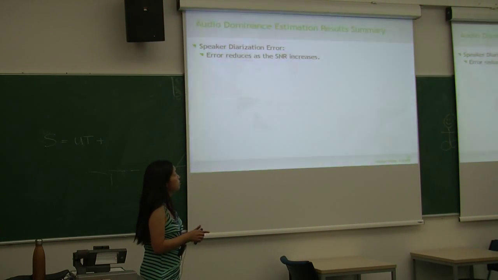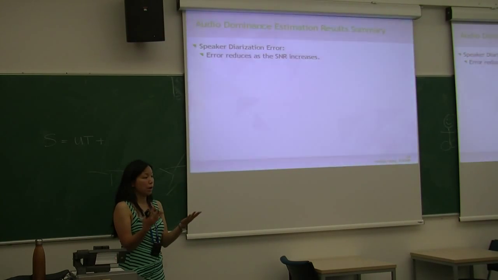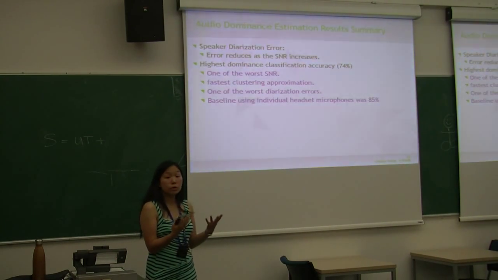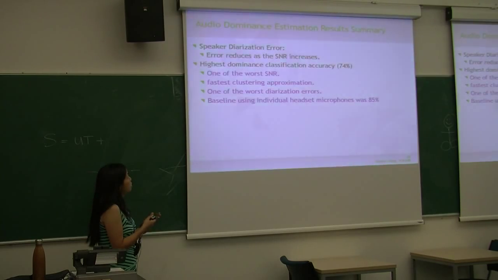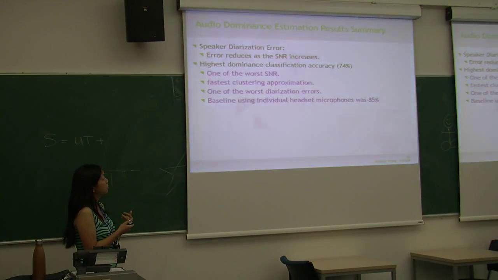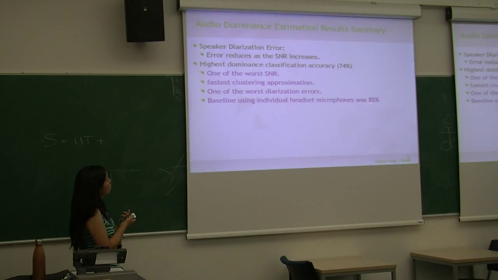So in summary, what this shows us is that the dominance estimation performance is not actually affected by the signal-to-noise ratio, and it isn't affected by the method used for clustering either. So even though the clustering gets worse, the performance of the dominance estimation is still actually pretty good. And so one of the best methods that we had was the fastest clustering approximation. And when we compare that, here you see the numbers are around, let's say, the 75% accuracy mark, or down to about 70. The baseline case is 85.